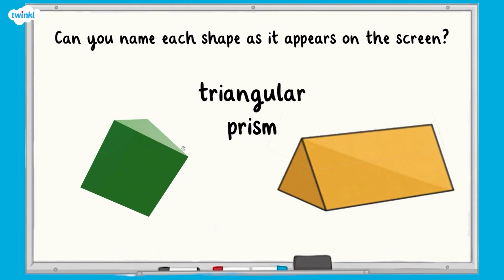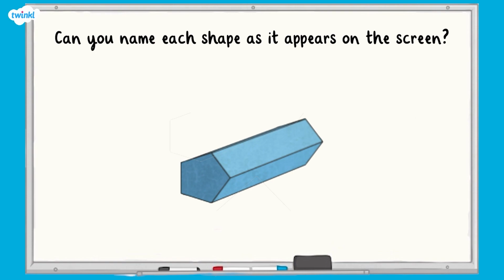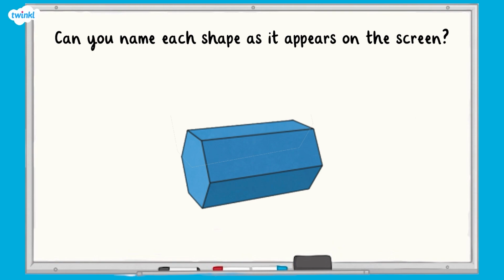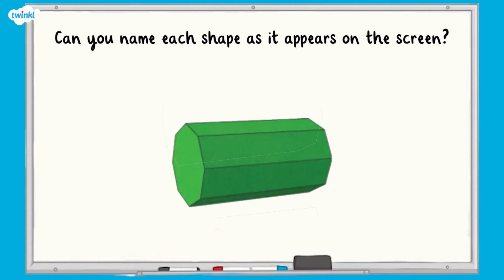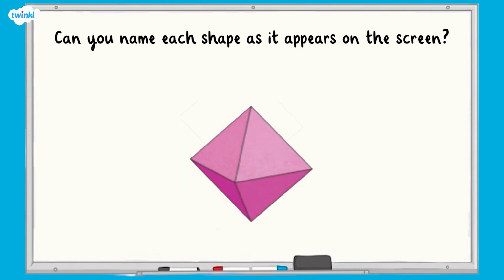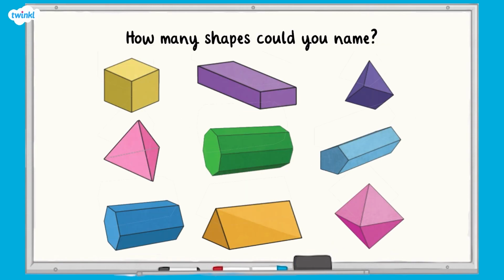a triangular prism, a pentagonal prism, a hexagonal prism, an octagonal prism, and an octahedron. How many of the shapes could you name?